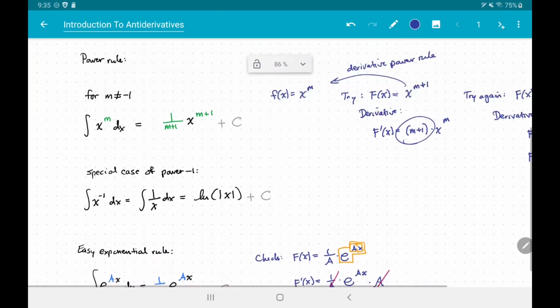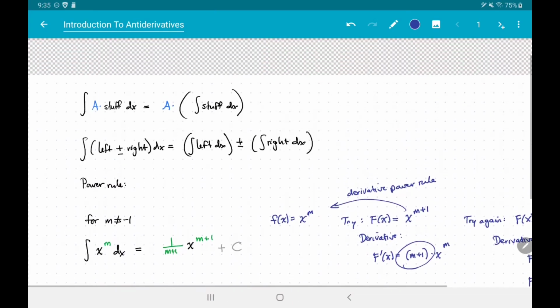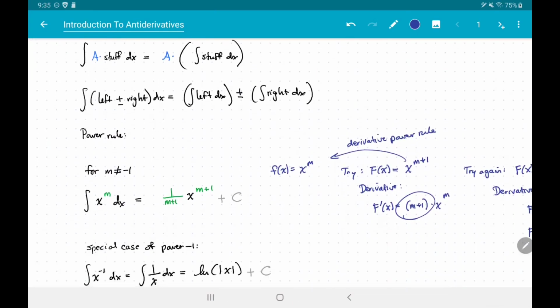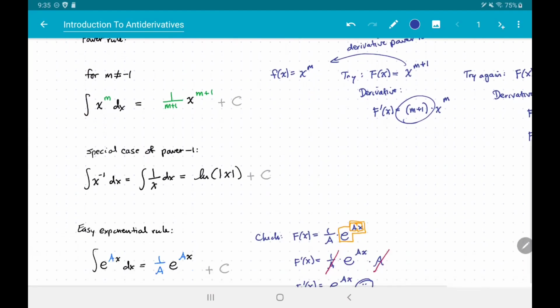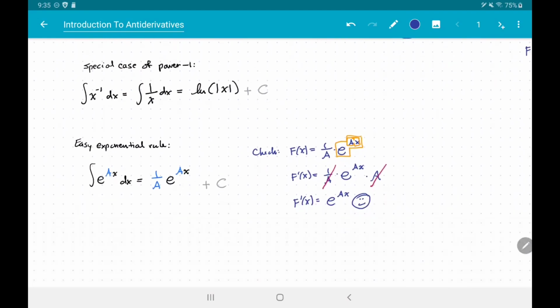So with these rules, we can do the antiderivative of any polynomial. We can do the antiderivative of anything with a 1 over x in it. And we can do antiderivatives of certain exponential functions. Okay, so with that, I'm going to end this introduction, and in another video, I'll do some examples.